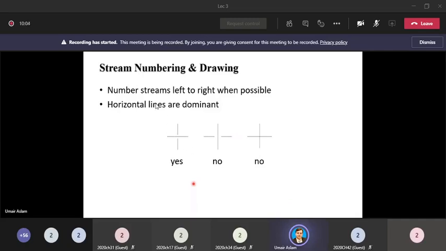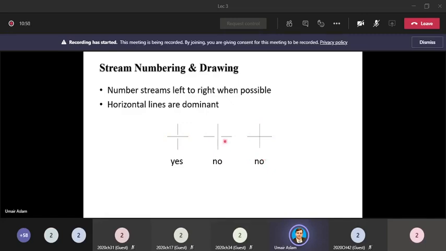So then there are some certain conventions like stream drawing and numbering. I basically discussed this convention, I guess, in the first lecture. So usually when two streams are crossing each other, we draw them like this. Please notice the movement of my cursor. So horizontal lines are generally solid, continuous, while vertical lines are discontinuous or broken. So this is the format of the crossing streams which we follow, and the other two standards generally are not followed in chemical process drawings.